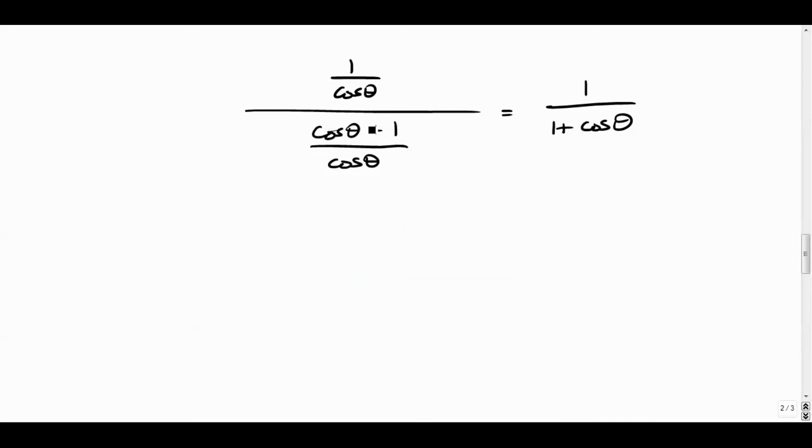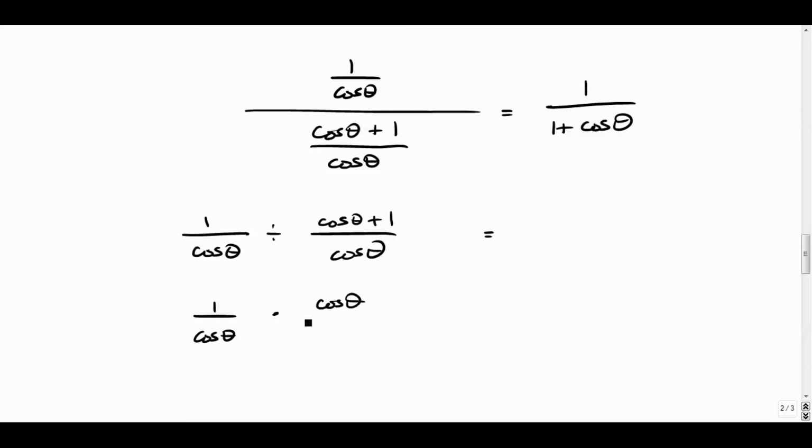Remember when I have compound fractions, right? 1 over cosine divided by this fraction. What I like to do is, after I've written it horizontally, keep it, switch it to multiplication, and flip it over. Keep it, switch it, flip it.